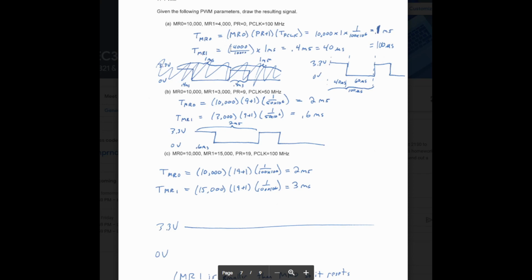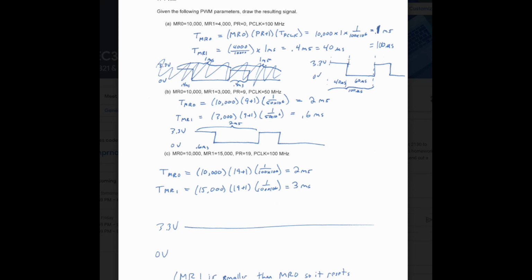TMR1 is going to be the duty cycle percentage, which is 40% here. So 4,000 divided by 10,000 times that 0.1 milliseconds, which gives us 40 microseconds instead. And so that's what we're looking at here. And that gives us then our chart, which is going to be at 3.3 volts, 1 volt.